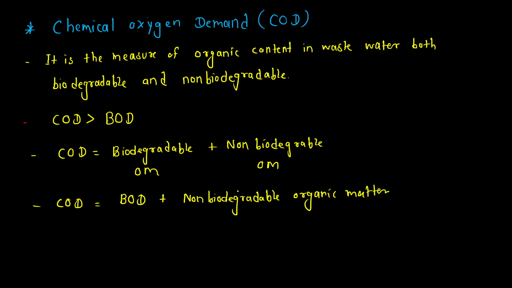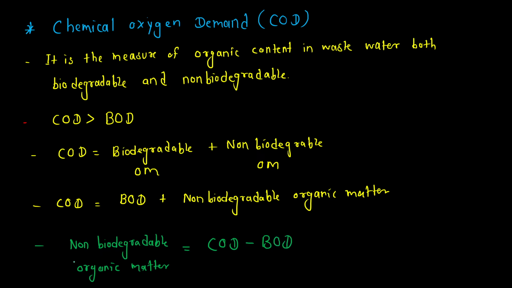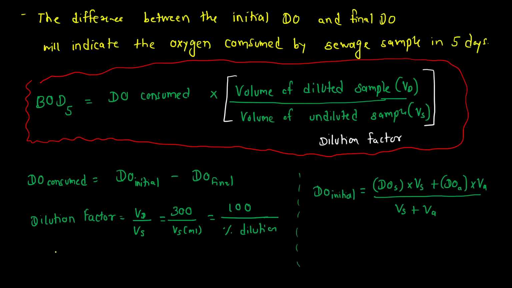So if you have to find out the non-biodegradable organic matter, how to find out this? So first we will find out COD and we will subtract BOD from it. So this will give us the non-biodegradable organic matter. Now this is all the points about the chemical oxygen demand, COD.